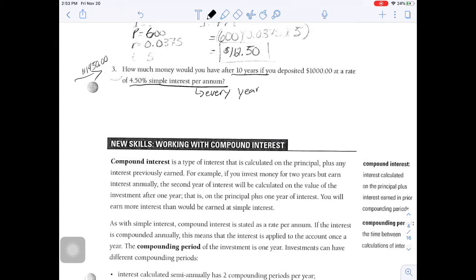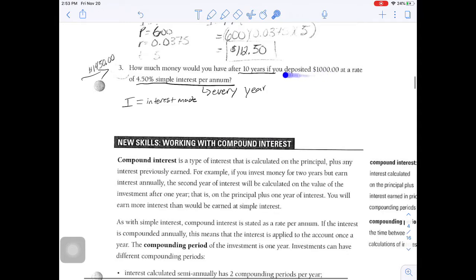Again, we're trying to figure out how much money you would have after this. First off, I is not how much money we have. I is the interest made. So in order to figure out how much money we have, we have to take our original amount, which is 1,000, and add it to our interest. So first off, we need to find our interest.